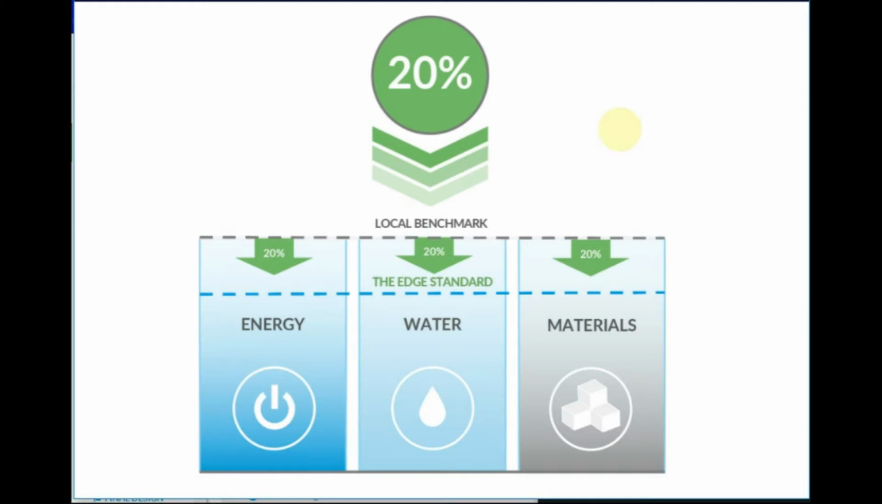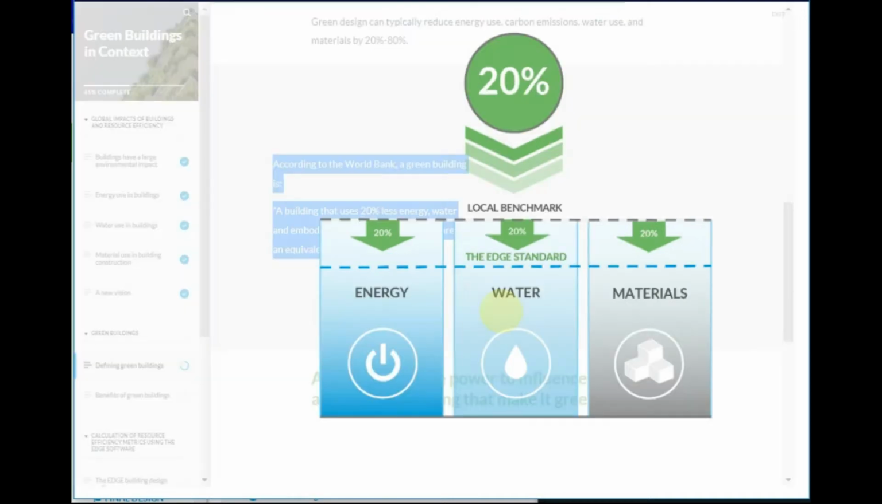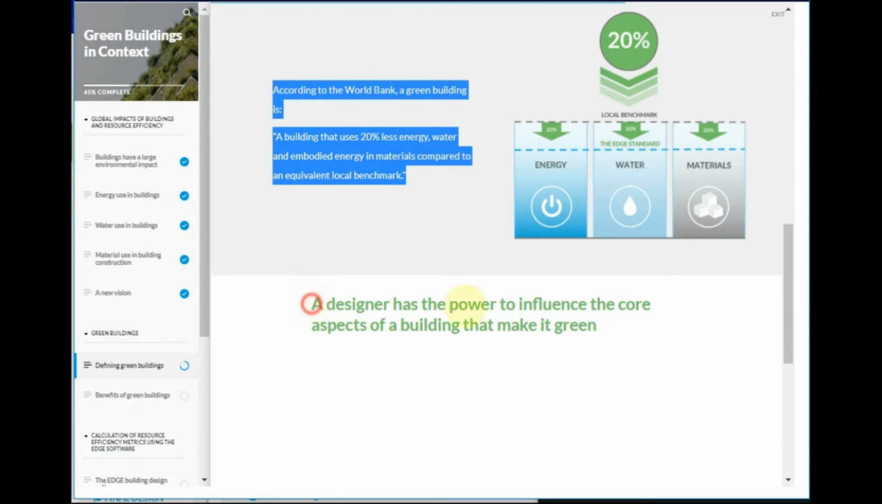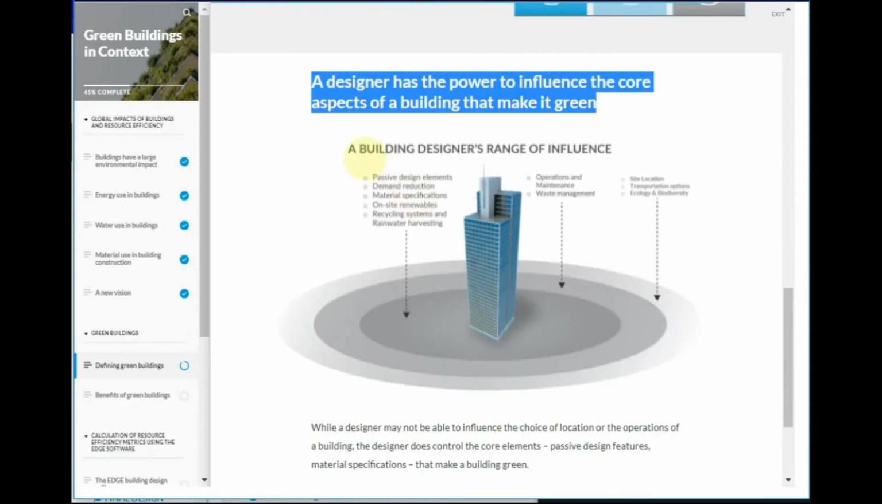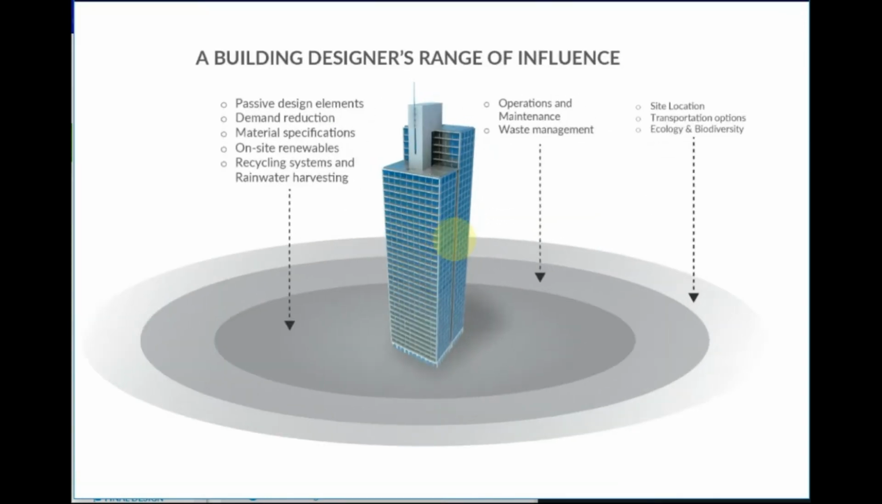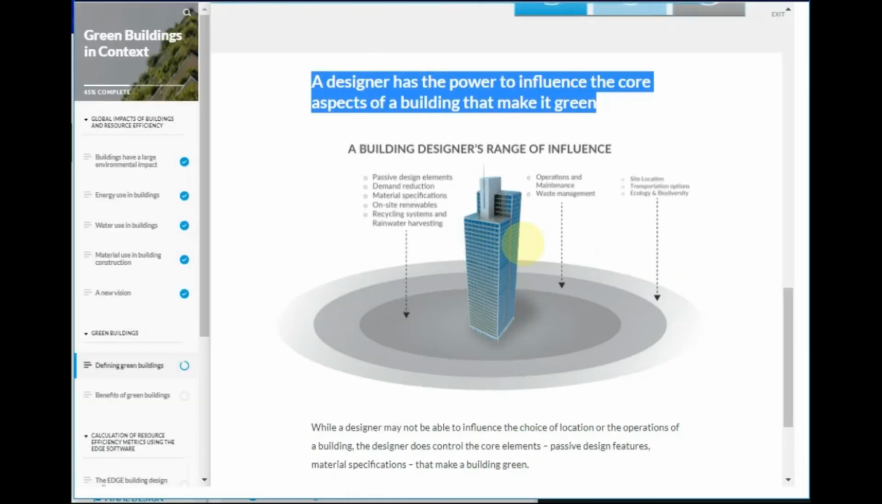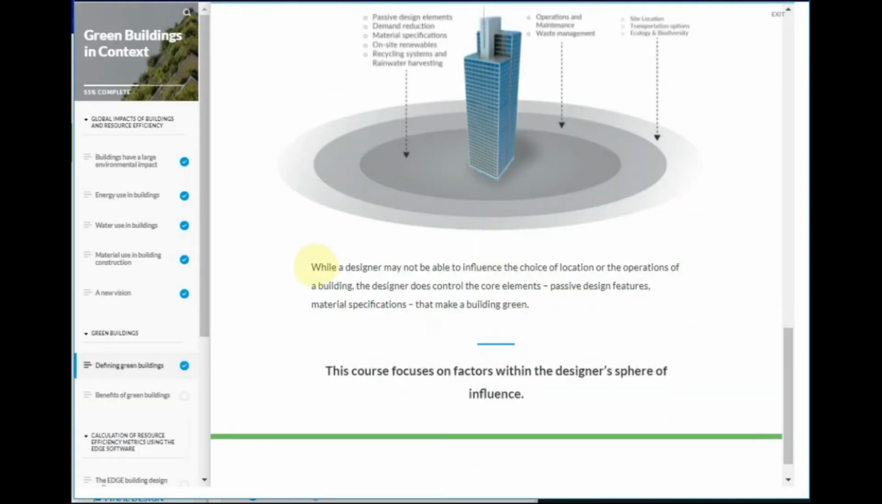According to the World Bank, a green building is a building that uses 20% less energy, water and embodied energy in materials compared to an equivalent local benchmark. While a designer may not be able to influence the choice of location or the operations of a building, the designer does control the core elements, passive design features, material specifications, that make a building green. This course focuses on factors within the designer's sphere of influence.